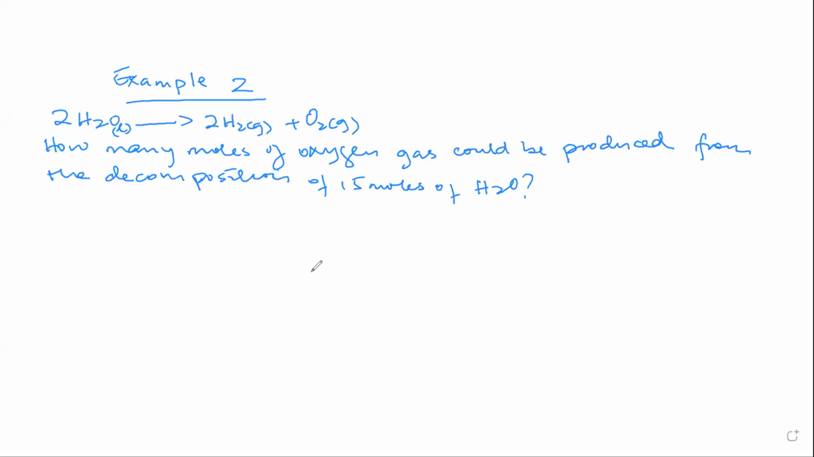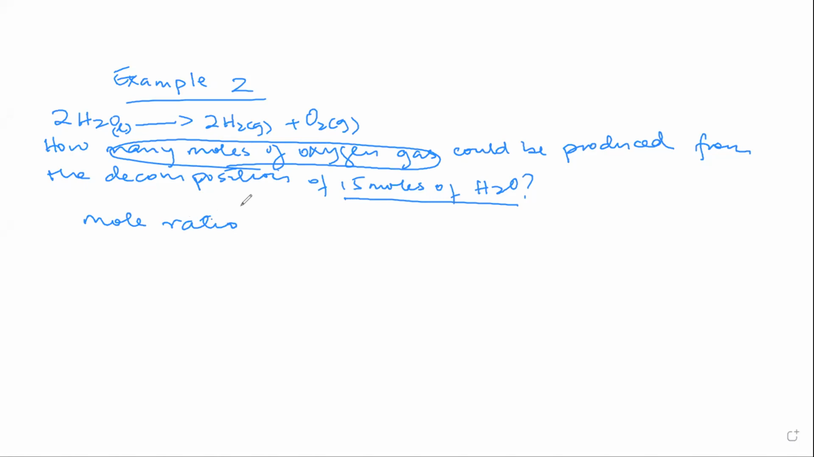Let's look at the example we just talked about. We know 15 moles of water. We do not know how many moles of oxygen gas. Again, we're going from moles of one substance to moles of a different substance. As long as it's moles of one substance to moles of a different substance, we use the mole ratio from the balanced equation.